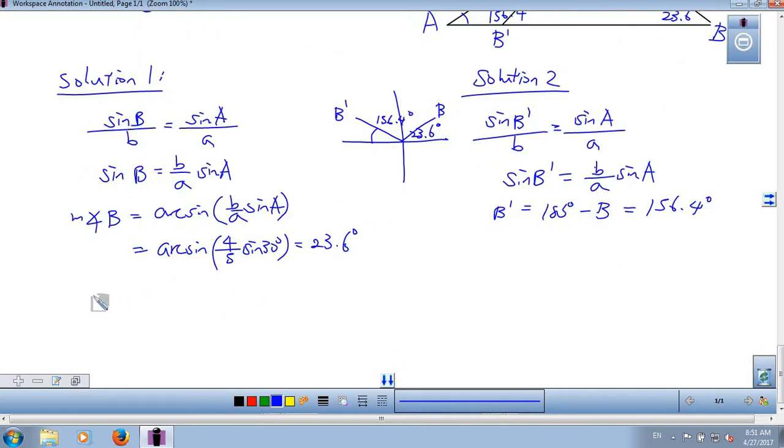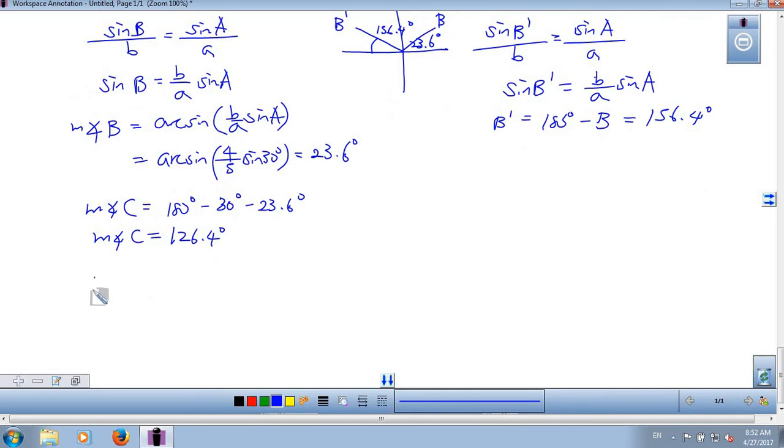Alright, so for angle C, to solve for angle C, we need to take 180 minus angle A, which is 30 degrees, and minus angle B, which is 23.6 degrees. So measurement of angle C will be 180 minus 30 minus 23.6 degrees. So it's 126.4 degrees, which makes sense. Angle C is obtuse. And so sine C over c is equal to B over A over sine A.